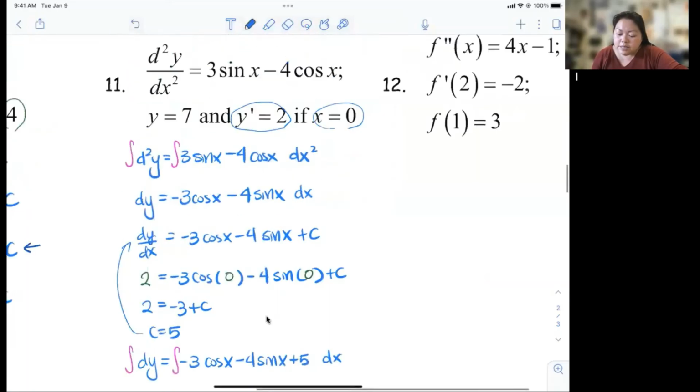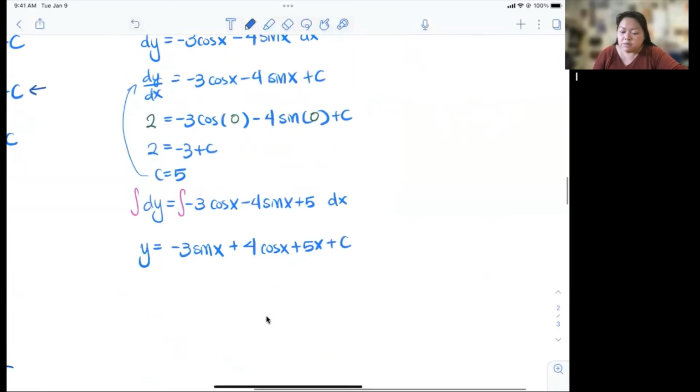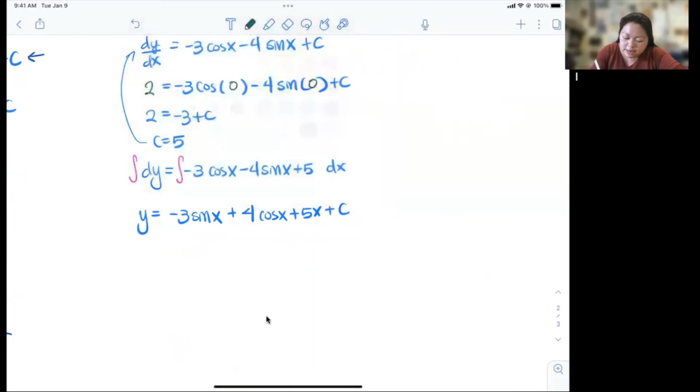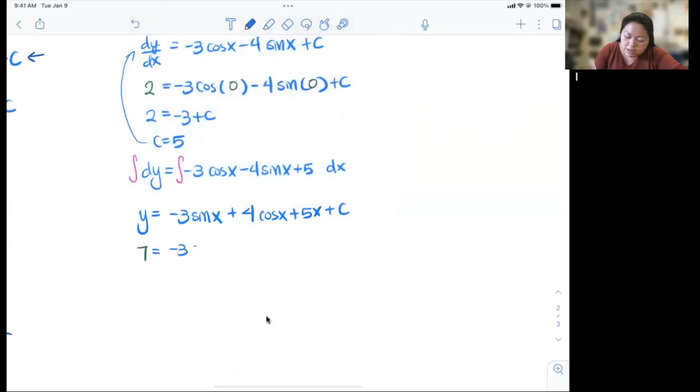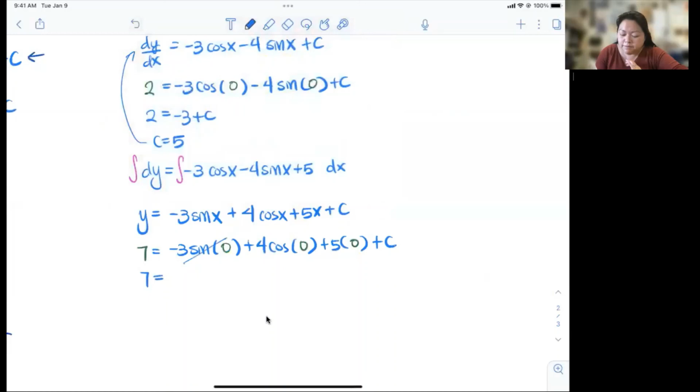Okay. And now it says y equals 7 if x equals 0. So negative 3 sine of 0 plus 4 cosine of 0 plus 5 times 0 plus c. So plug in all the zeros in, 0, 0, 0. That would give me 7 equals that 0. 4 times cosine of 0 is 4. And then this is 0 plus c, so c equals 3.